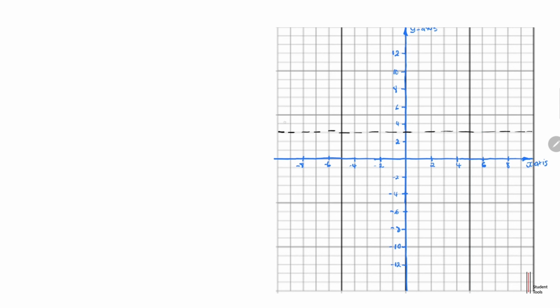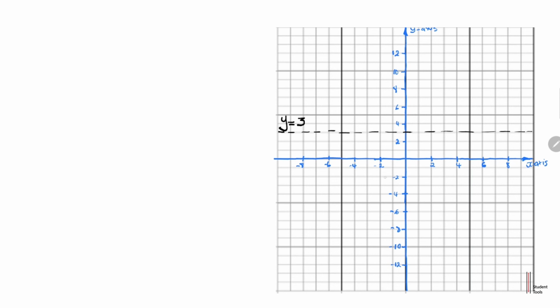And then we will label this as y equals 3. So what about our vertical asymptote? Our vertical asymptote is x equals 0. So that asymptote will be the y-axis. We do not necessarily have to draw it because it will not be visible. So we have the y-axis as our asymptote.